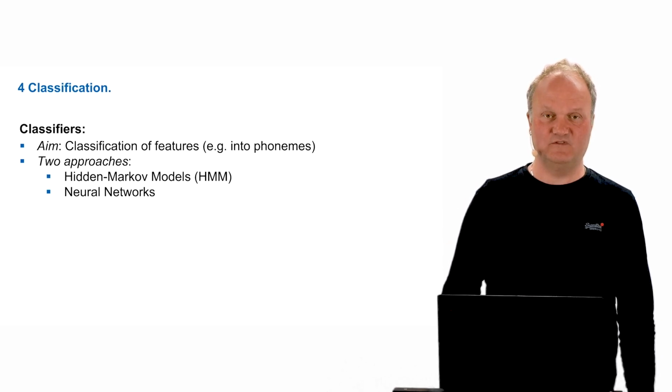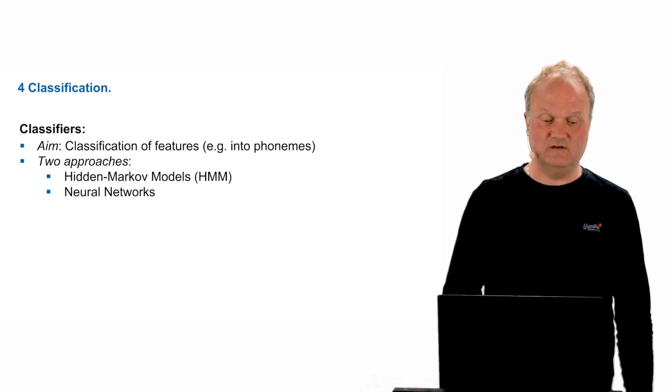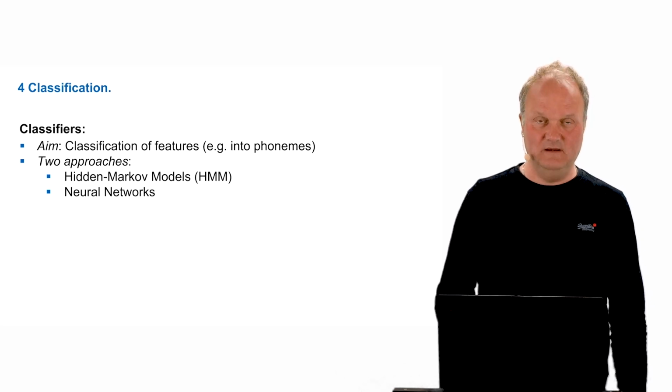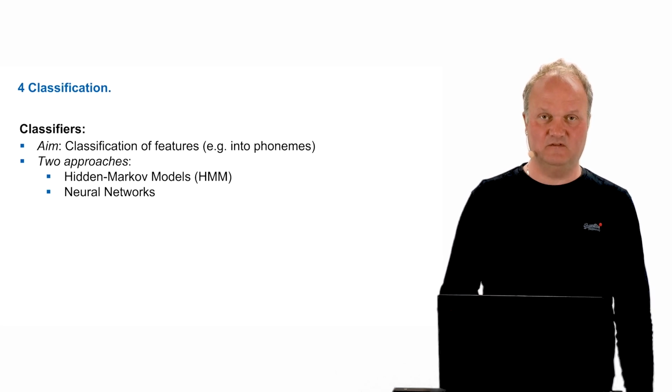This is usually done with statistical processes, and in particular, two types of processes have been found useful in the past for addressing this problem. The first is called a hidden Markov model, or HMM, and the second is the one of neural networks, or NNs. Let's first address the hidden Markov model.